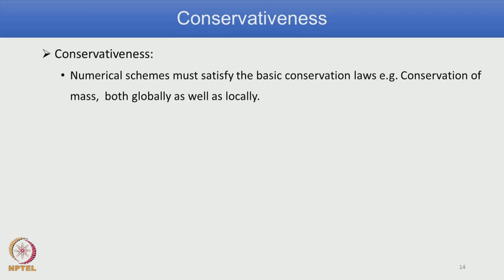So, conservativeness: a numerical scheme must satisfy all the basic governing equations. Whatever equation we have taken, all the governing equations are derived based on some conservation laws. For example, the continuity equation is for conservation of mass, and the momentum equation is for conservation of momentum, and so on. So, any numerical scheme you follow, because it is written for the governing equation, should satisfy the basic conservation both locally as well as globally.